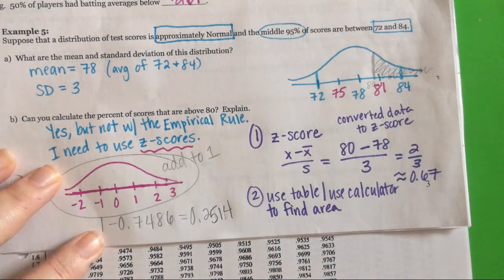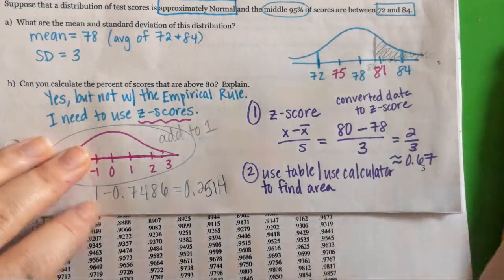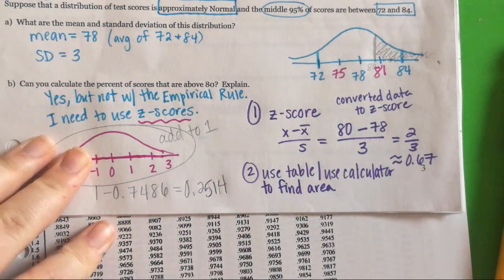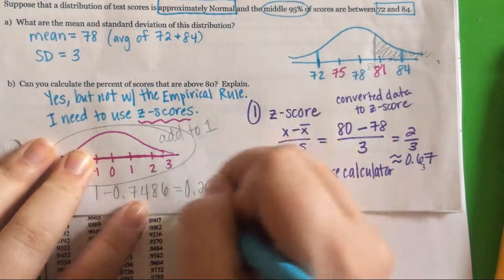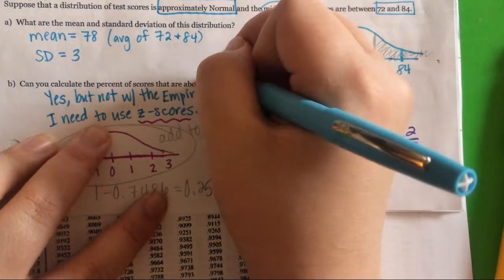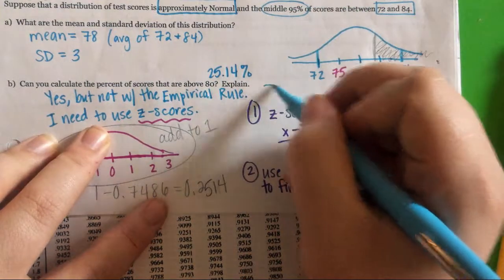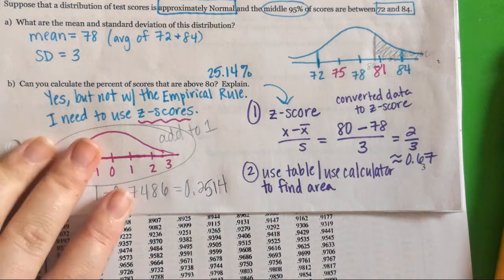Okay, so our answer, we wanted to say was 0.7486, but it's not. It's actually 0.2513, or 0.2514. That is our answer. So can we calculate the percentage of scores above an 80? Yeah, it's 25.14%. And when they say explain, my God, you better have this.